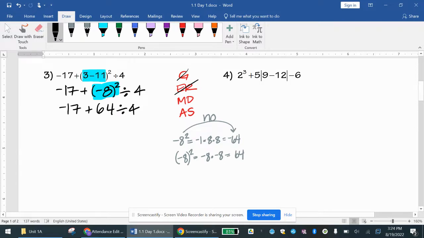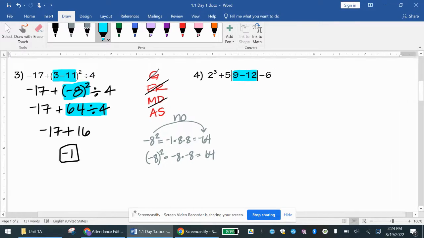I don't see any more exponents or roots, so now I'm moving on to multiplication or division. I do see division. 64 divided by 4 is 16. No more multiplication or division, just an addition. Okay, next one. We have a grouping symbol.